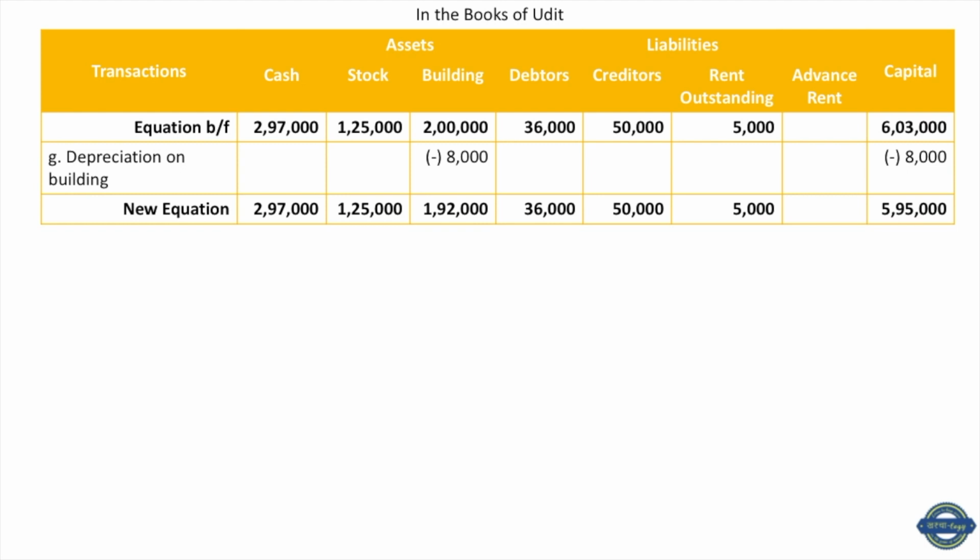Cash withdrawn for personal usage. Udit withdraws cash. This becomes a drawing. A drawing is something that deducts your claim from the business. There will be a deduction under the capital column for all the drawings. So we will deduct rupees 20,000 under the capital column, and since the cash has been withdrawn, we will deduct rupees 20,000 from cash.